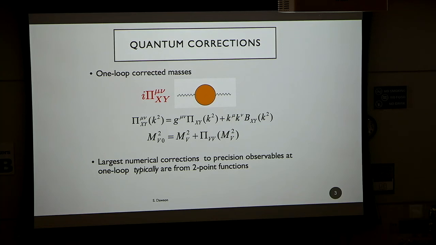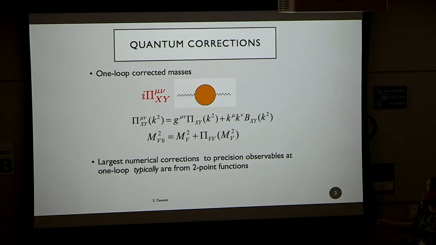So quantum corrections: the easiest thing we know to calculate is the renormalization of the masses. Now that I have the middle screen down, I'll just point always at the middle. Calculating the 2-point function is not so hard. So I've got a W here, a W here, a Z here, a Z here, or whatever. And in general, the 2-point function is g_μν times something plus k_μ k_ν times something. And what I'm going to do today, we only need the coefficient of the g_μν piece.